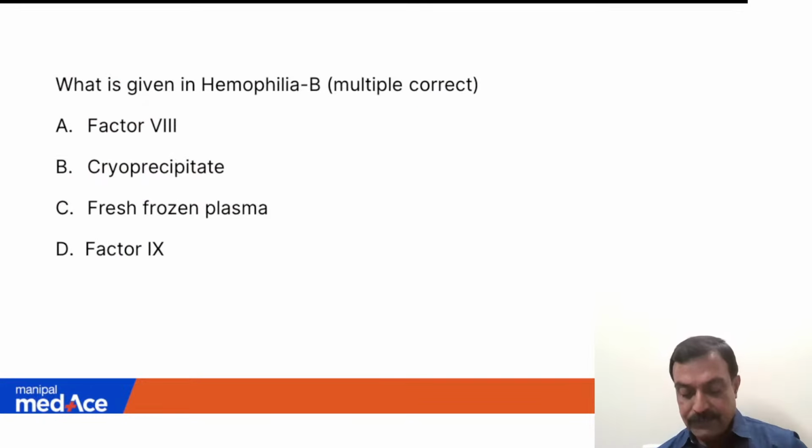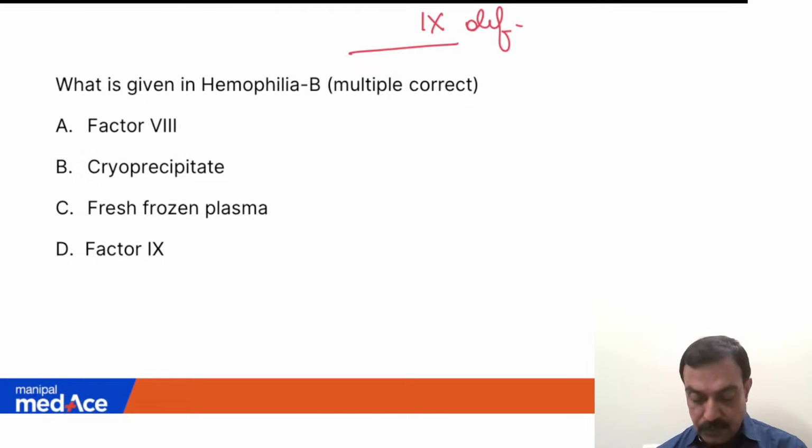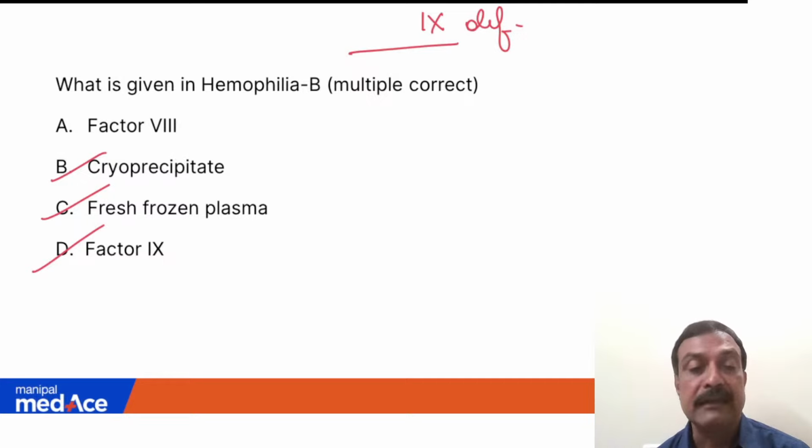Let us go to the next question here. Multiple answers could be correct. Hemophilia B, we know, is a factor 9 deficiency. So cryoprecipitate can be given, fresh frozen plasma can be given, factor 9 can be given, and factor 8 can be given for factor 8 deficiency or hemophilia A. So here, multiple answers could be correct.